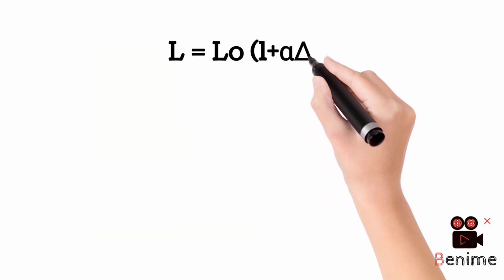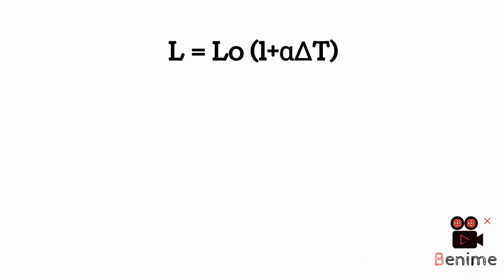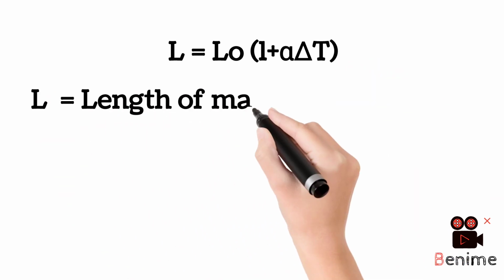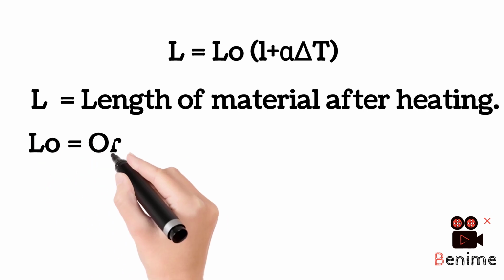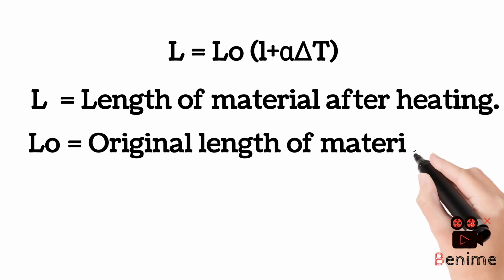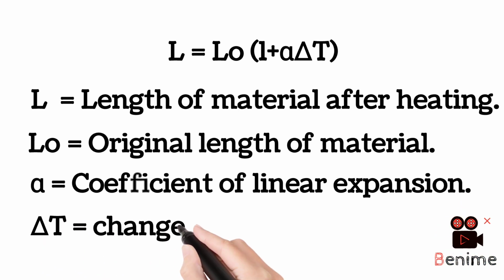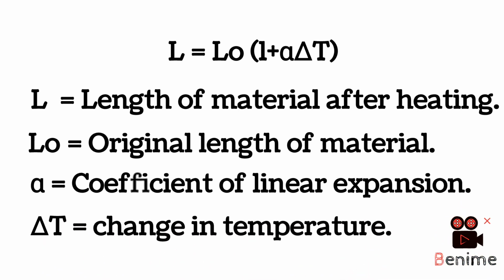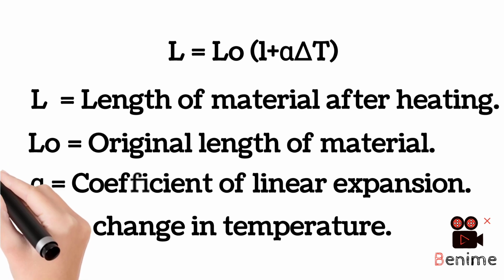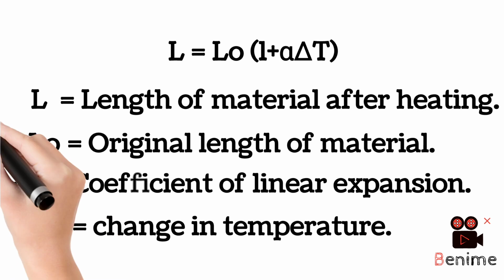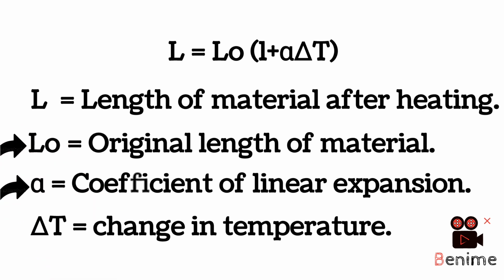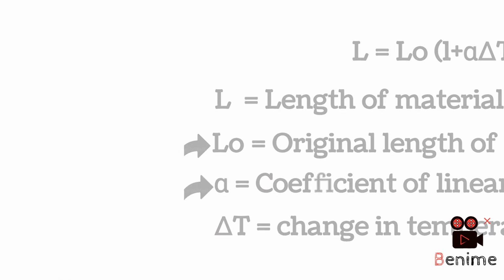Linear expansion can be measured by using the following formula, where L is the length of material after heating, L0 is the original length of material, alpha is the coefficient of linear expansion, and delta T is the change in temperature. So, here we can measure the change in temperature by using two elements. One is by using the coefficient of linear expansion, and another is by using the length of the material.